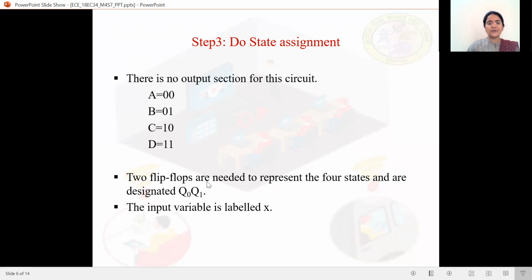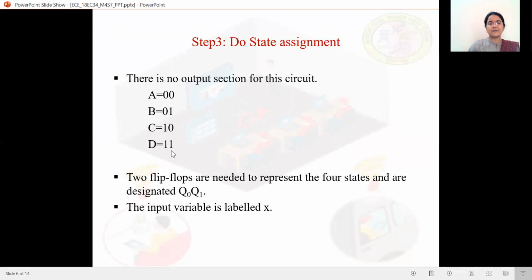Here we require 2 flip-flops to represent 4 states, and they are designated as Q0, Q1. We are considering the state variables as Q0 and Q1, that is the output of the flip-flops. We are representing them as Q0 and Q1. The input variable is labeled as X. In this step 3, we are assigning the states with the symbols.